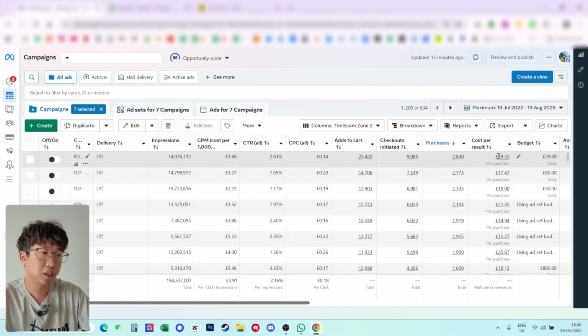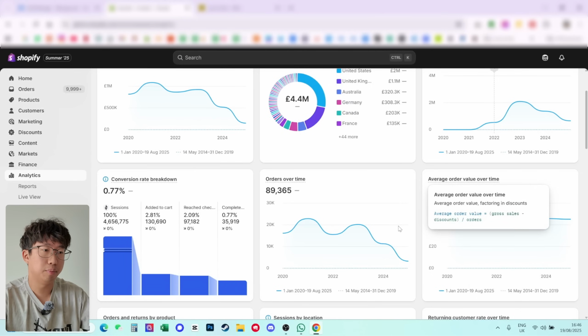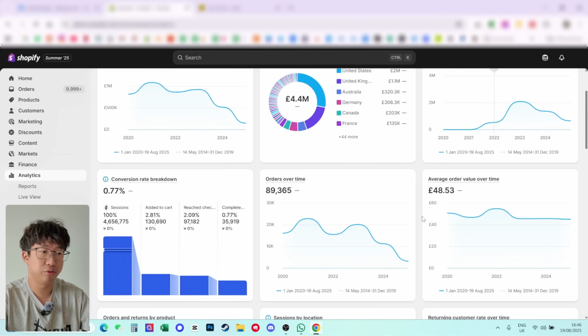Like this here at the beginning could have been £15, but over time it went up to £18.32. So you do have to keep that in mind. And that's why average order value and the amount of profit you make per sale is very, very important. The higher, the better, guys.